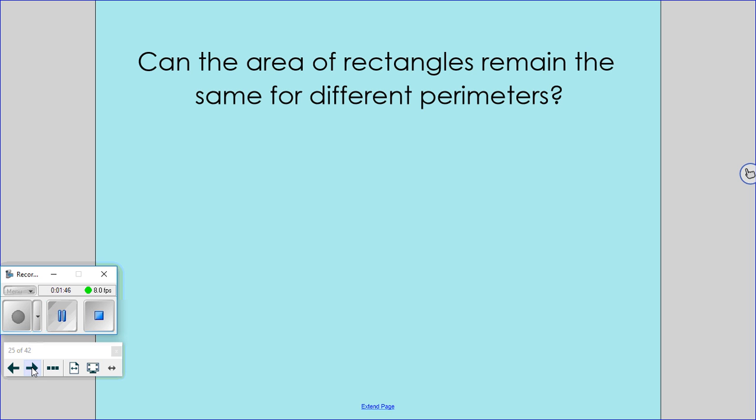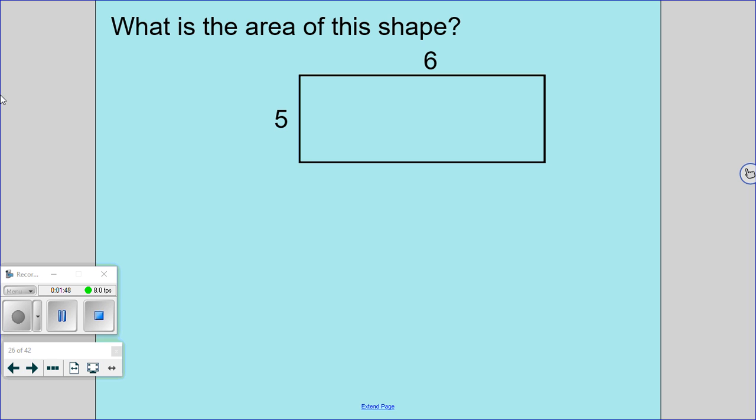All right, so we're going to work on this today. Go ahead and draw a 6 by 5 in your notebook. I have a 6 by 5 rectangle on the board.